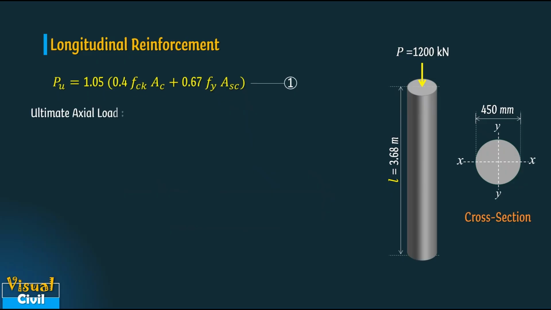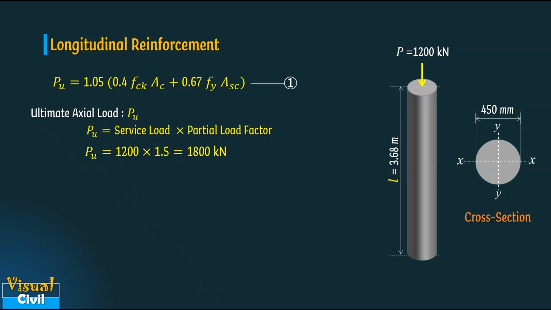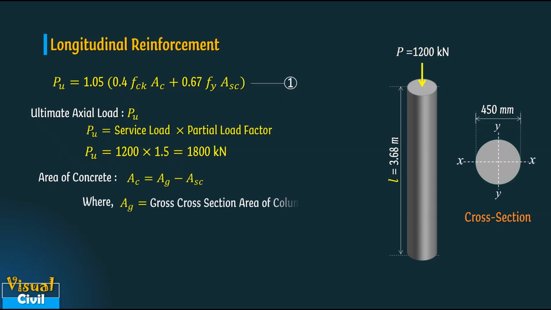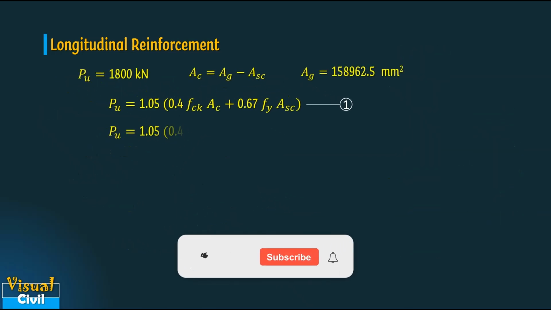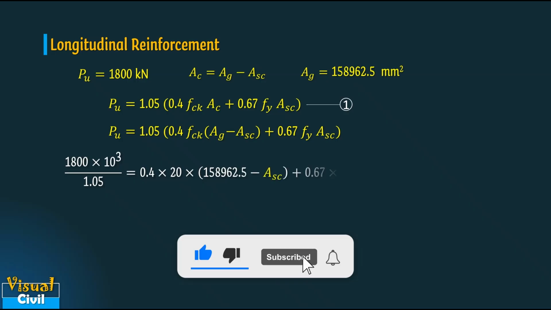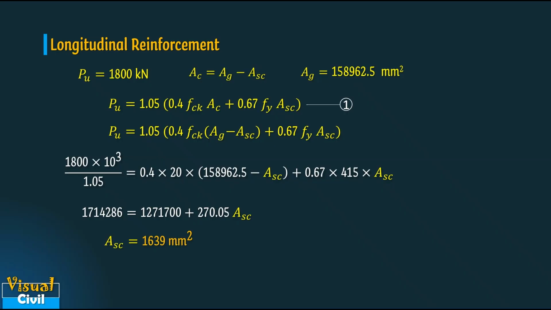Now let us calculate the ultimate axial load Pu. This is obtained by multiplying the service load P with the partial safety factor of 1.5. Hence, the ultimate axial load comes out to be 1800 kN. Next, the area of concrete AC is calculated by deducting the area of longitudinal reinforcement ASC from the total gross cross-sectional area of the column AG. Now, after substituting the values and solving, the required longitudinal reinforcement is found to be 1639 mm square.